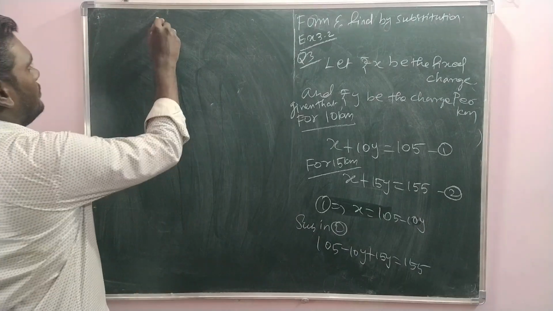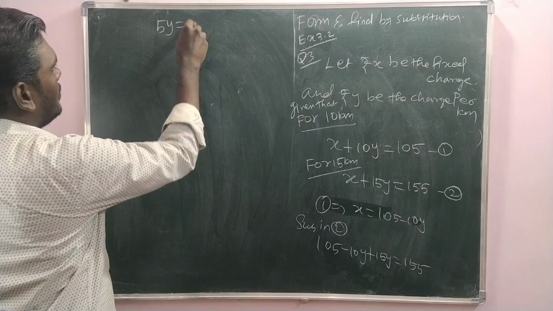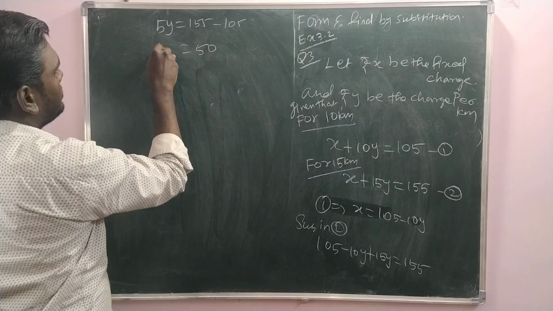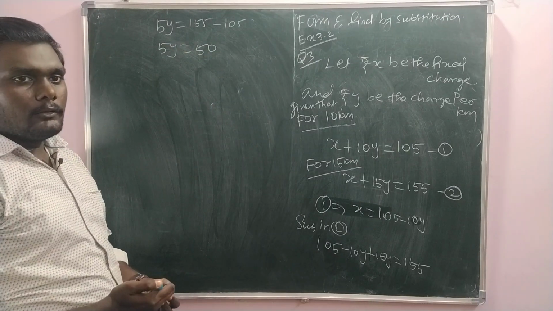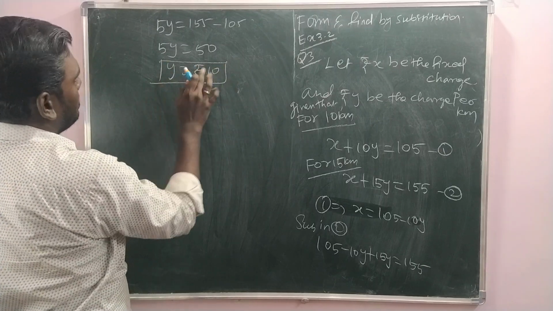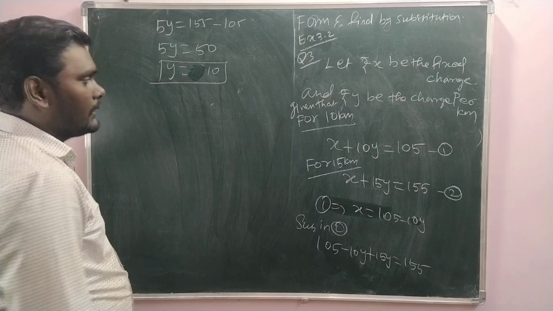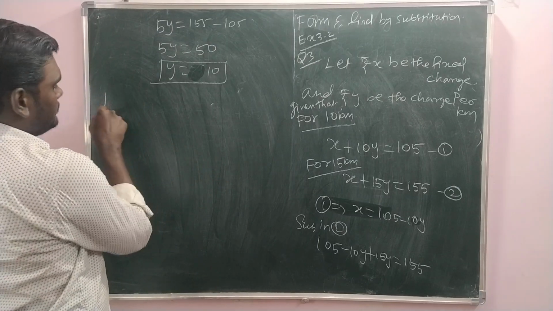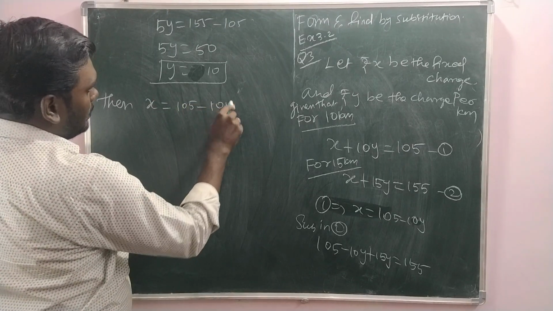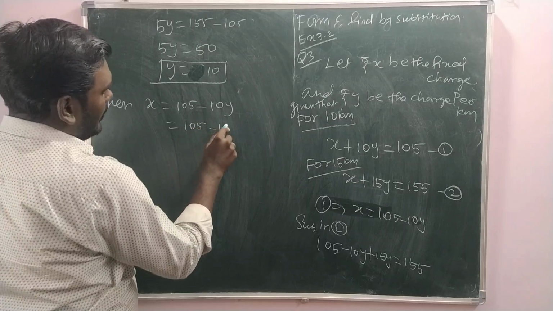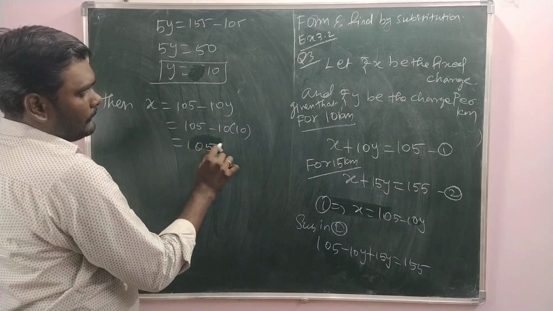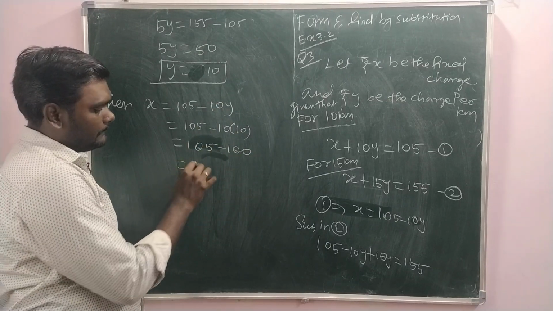Now simplify this. We have 5Y equals 155 minus 105, which is 50. So 5Y is 50, so the Y value equals rupees 10. Now we put Y equals 10. Then X is 105 minus 10Y. It is 105 minus 10 into the Y value 10, which is 105 minus 100, it is 5.